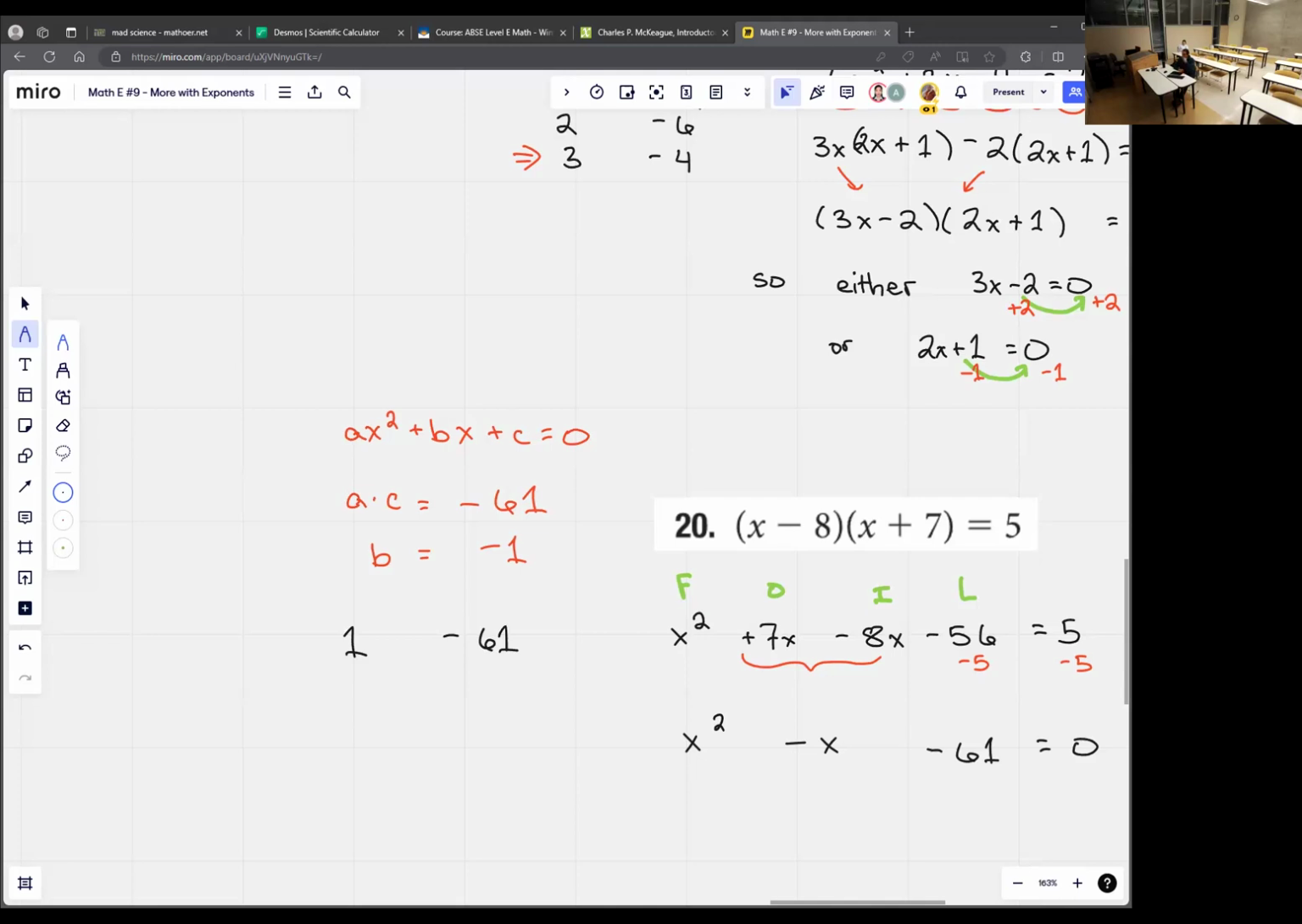7, no, it's not some strange multiple of 7. 8, no. 9, no. 10, no. And now 10 times 10 is 100, so we're getting too big. So 61 is prime. There's nothing that works so that I could add them up and get -1. So I don't have any whole number answers coming, which, the way these work, means that I have a kind of square rooty answer coming, probably.